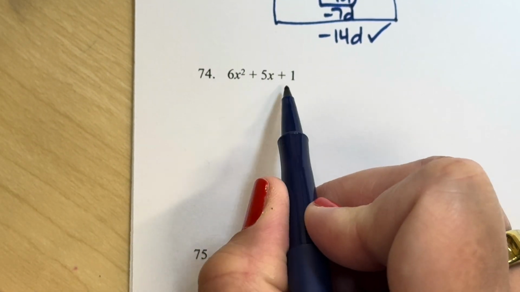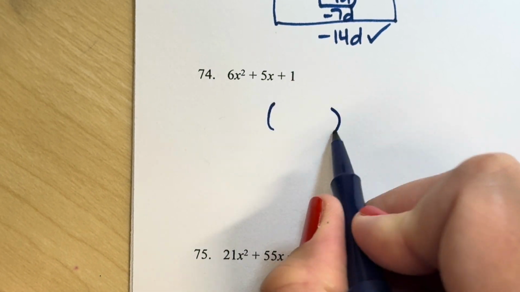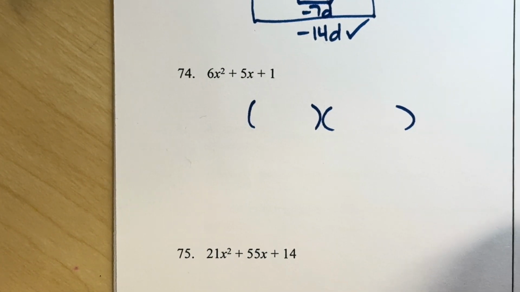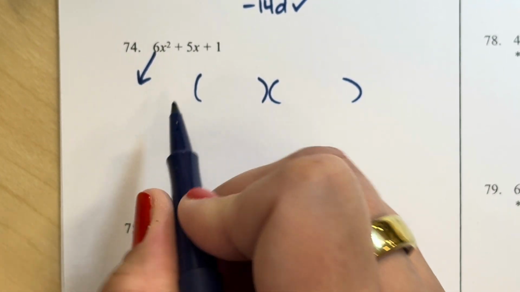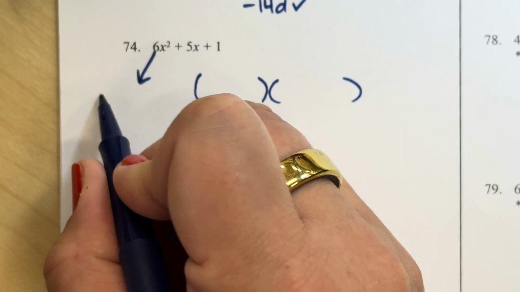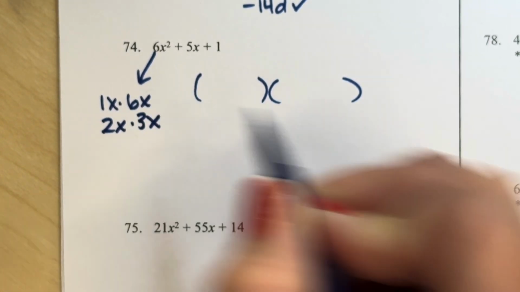Is there a greatest common factor? No. So there's 3 terms. I'm going to try to go for 2 sets of parentheses. This one's a little different than the previous ones because now, instead of just x times x, it might be 1x times 6x or 2x times 3x.